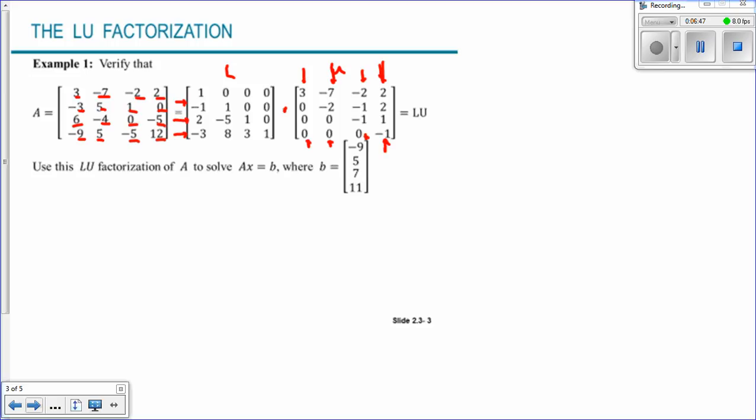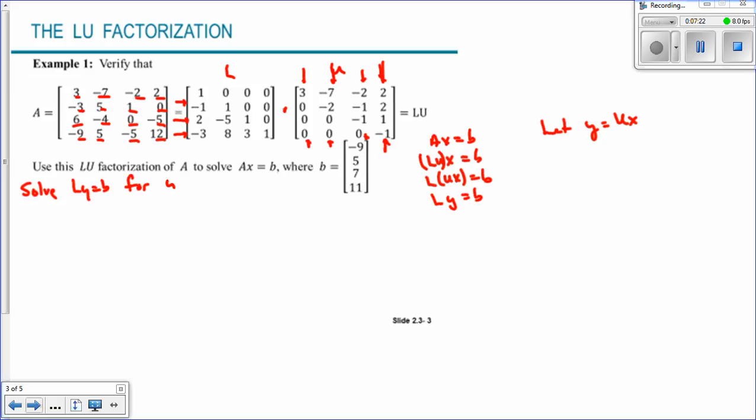Okay, so now we're going to use the LU factorization to solve where this is our B. So again, we're going to solve AX equal to B by replacing the A with LU and then regrouping this as L times UX equal to B. So step 1 is we're going to let y equal U times x. And so this equation becomes Ly equal to b. And so we're going to solve that. So solve Ly equal to b for y. Okay, so I'm going to write the L down.